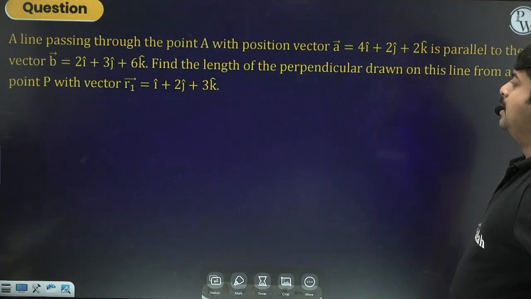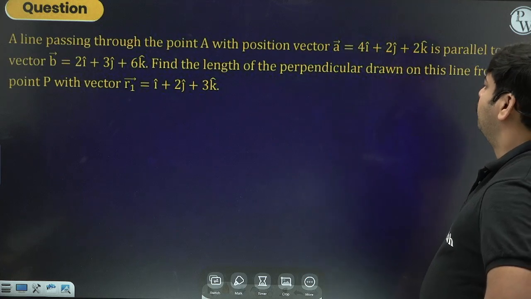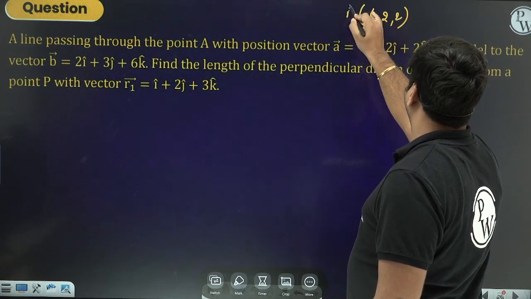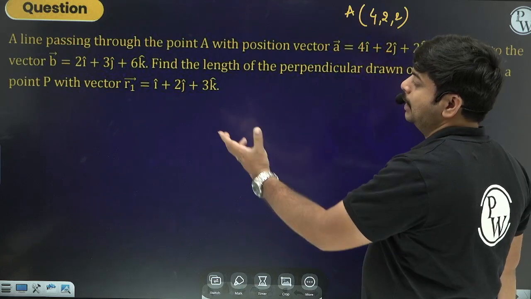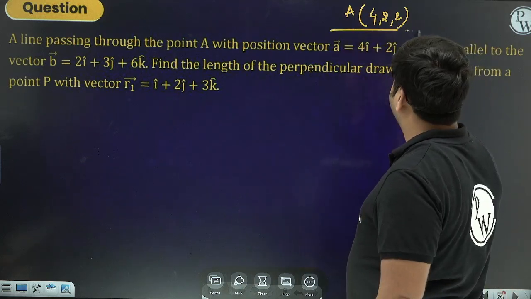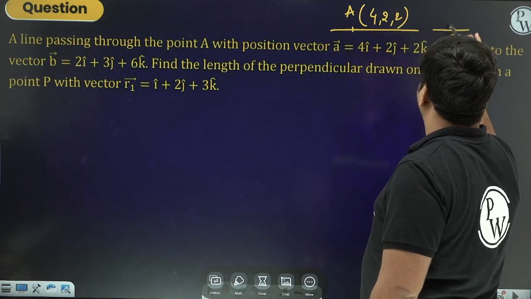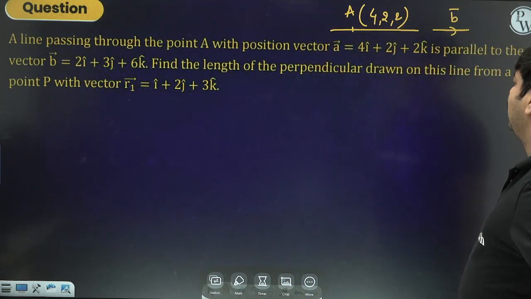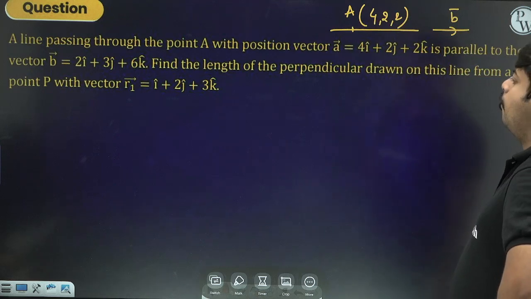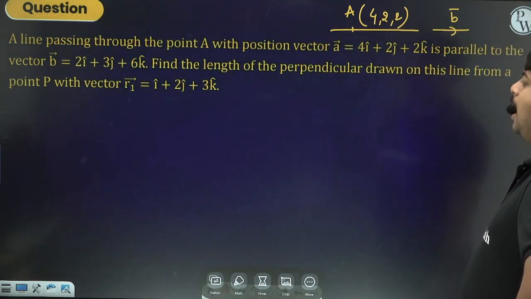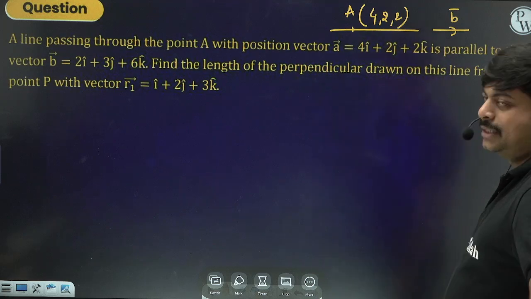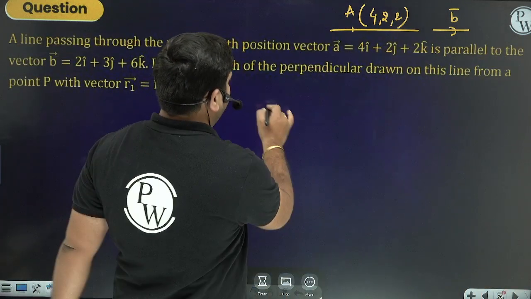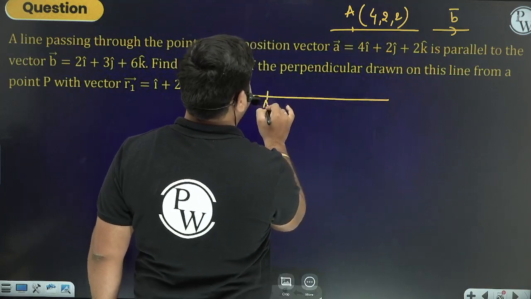A line passing through the point A with position vector a = (4, 2, 2) is parallel to another vector b = 2i + 3j + 6k. Find the length of the perpendicular drawn on this line from a point P with position vector r1 = i + 2j + 3k. So understand the question. From the point A, we have one line.